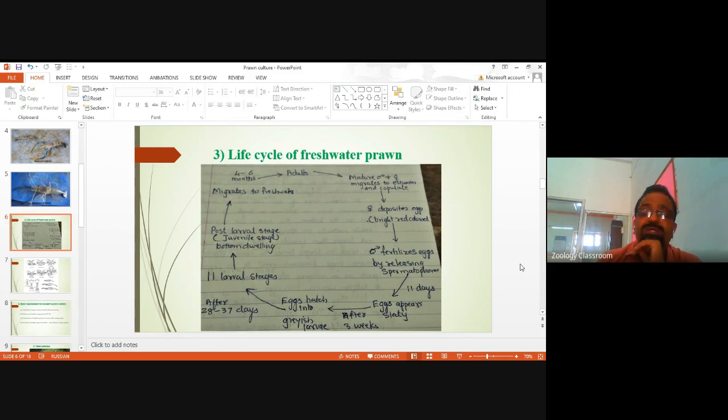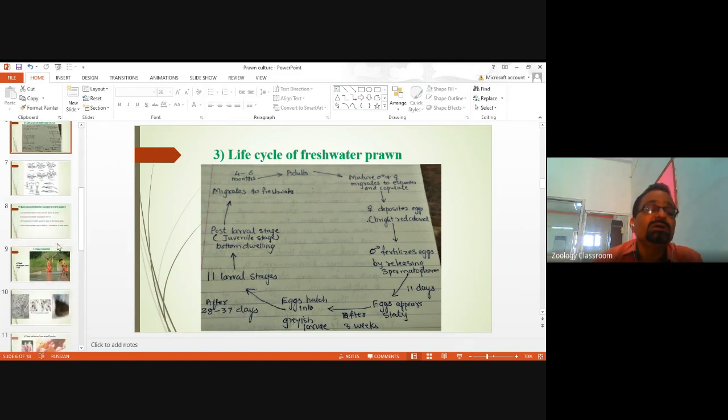Where are these pleopods located? In the abdominal region. What purpose are they used for? For swimming. Both pleopods of the opposite sides form a bridge, and I will show you how these are held.